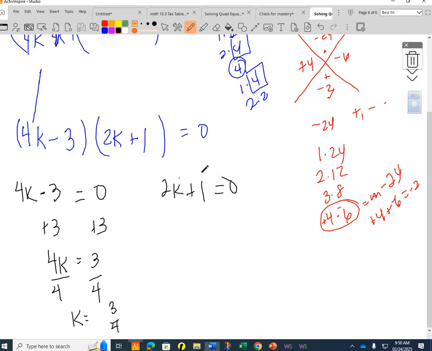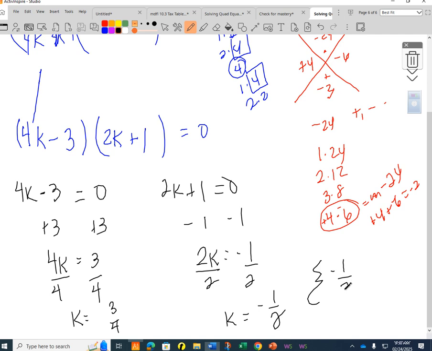2 times k plus 1, we undo the addition first. Subtract 1 from both sides. We have 2 times k equals negative 1. Undo multiplying by dividing. And k equals negative 1/2. So 2 solutions, negative 1/2 and 3/4.